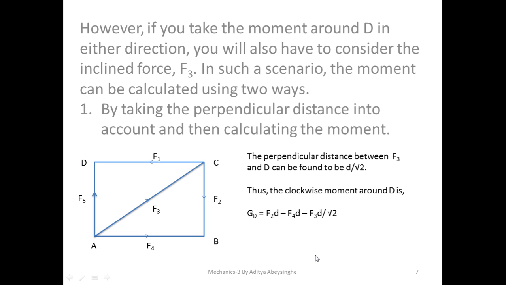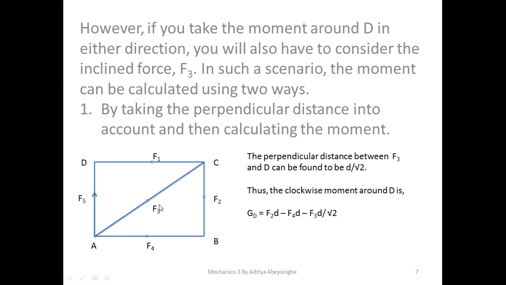So you can say that the perpendicular distance between F3 and D is D over root 2, because now we can say that this distance is D, this distance is D, so this is root 2 D. If you draw a perpendicular from here to here, this distance will be 1 upon root 2 times D. So you know that this distance is 1 upon root 2 D, and F5 and F1 go through D.